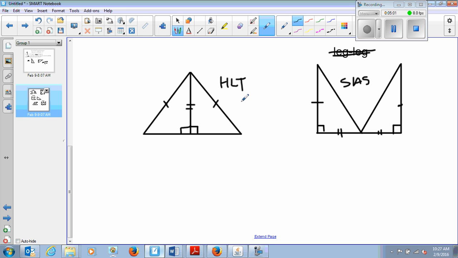And that's the only time you're going to use anything different than what we've done before, is if you have a right triangle with a congruent hypotenuse and another leg, where we can't use angle side side because it's hypotenuse leg.